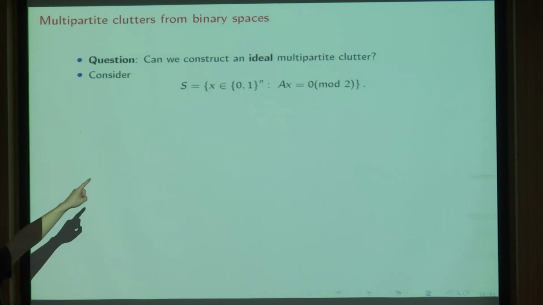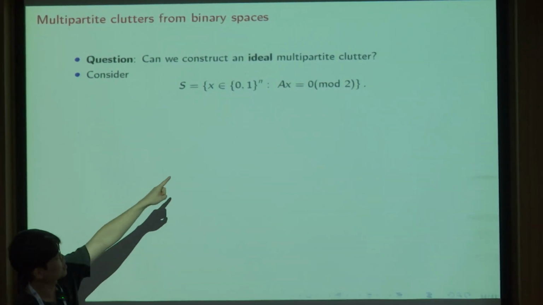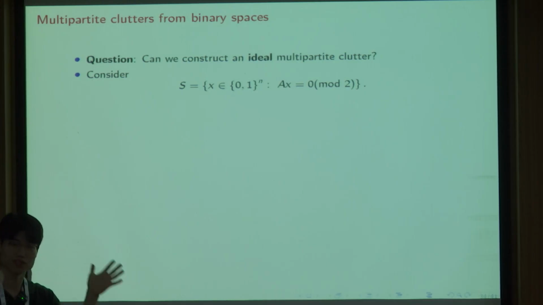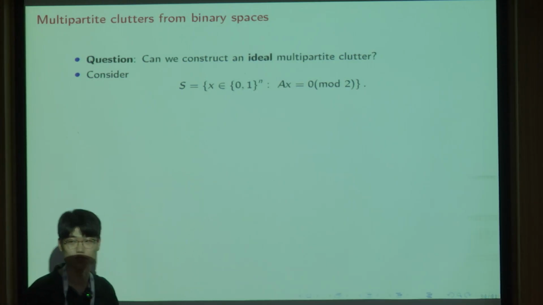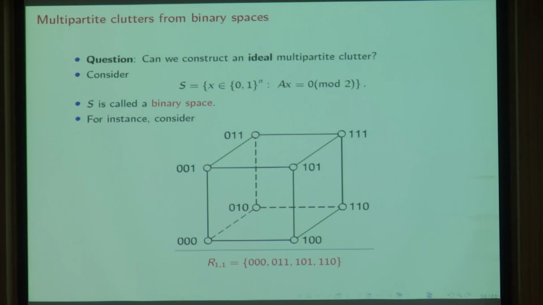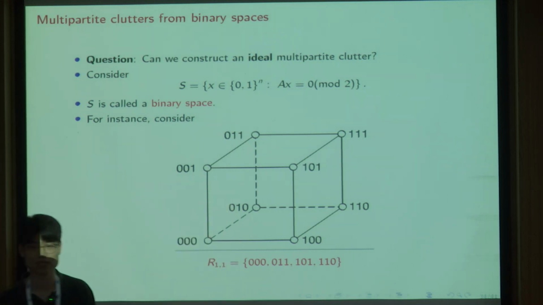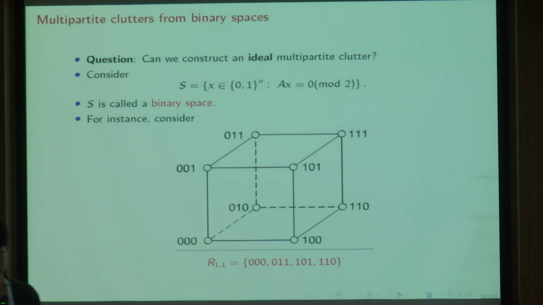So we focus on the set of 0, 1 vectors for now, and we are collecting a set of solutions satisfying this equation, modulo 2. And this thing is called a binary space, a vector space in the binary fields. For example, if you have this hypercube of dimension 3, I'm taking, let's say, these 4 vectors, 4 points in this 0, 1 hypercube of dimension 3.